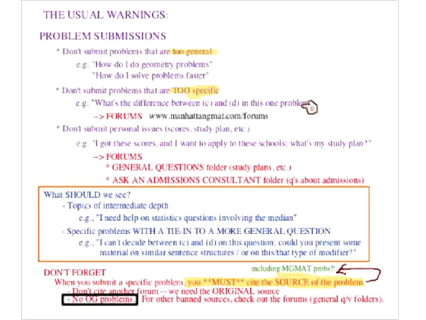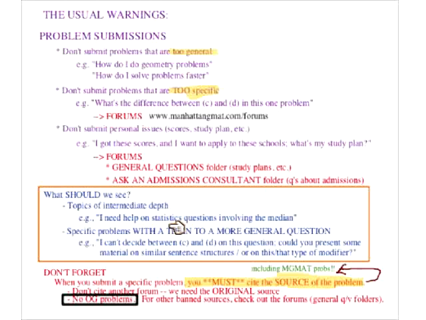So if you've got one problem to ask about and one question to ask about it, just ask on the forums. Here's the address of the forum, manhattangmat.com/forums. Also, if you have personal study plan issues to post, please submit those on the forums. We have a folder called General Questions. That's what that folder is for. If you have a question specifically about B-School admissions, we have one folder in the forum called Ask an Admissions Consultant. That's where you submit those.